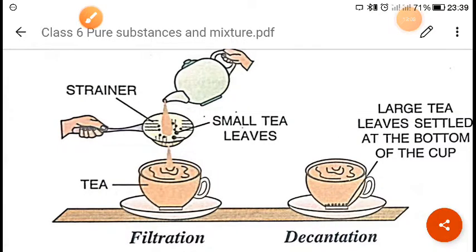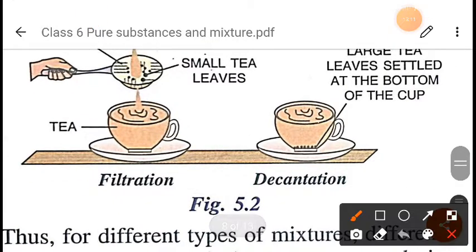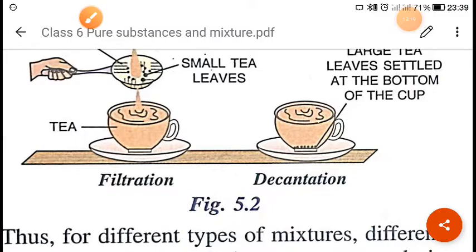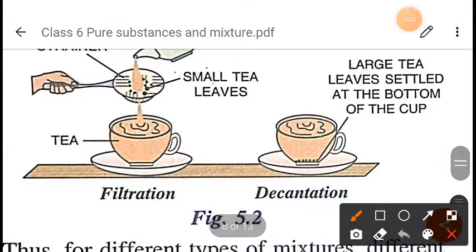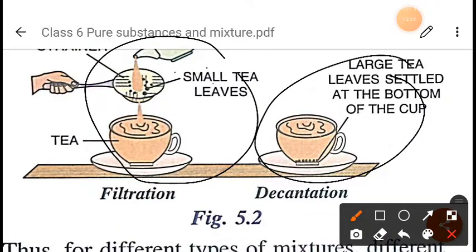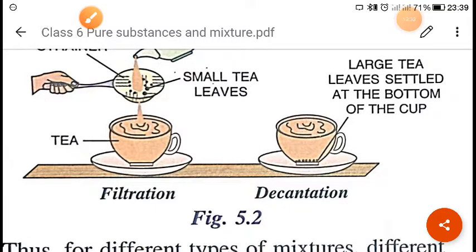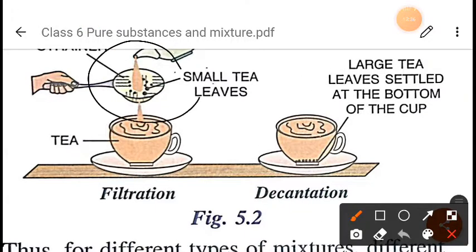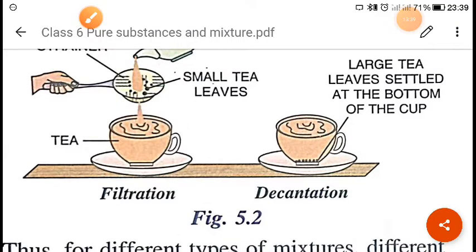Okay, and one more process is what? Decantation. For decantation, if the tea leaves are large, we will just leave it like this. At that time, after some time the tea leaves will come and settle here. As you can see in this example, it is very clearly shown here, right? So I hope you can understand from here. Decantation is when you leave that for some time, the tea particles will go and settle down below the cup, right? So this process is called decantation. Okay, and filtration is this. As you can see, we are filtering by using a strainer, right? So this was one example.